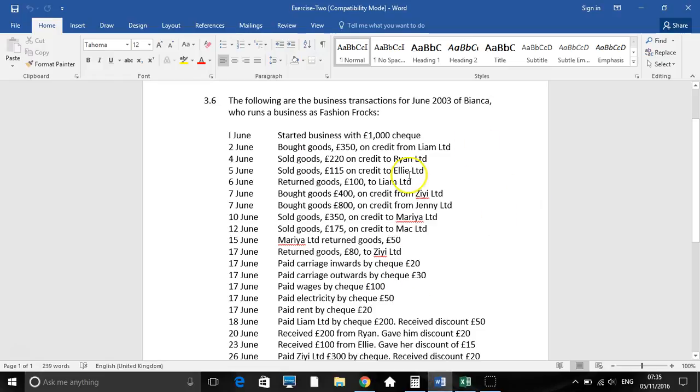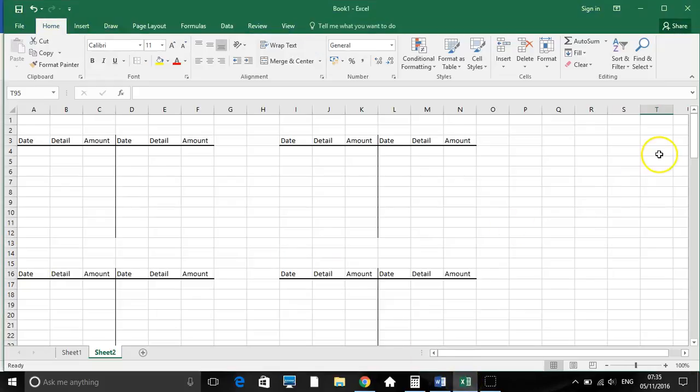So this was the exercise we worked with for a business owned by Bianca, who runs a business called Fashion Frocks. And we started off with this idea that she started the business with £1,000. Now we said that because this is an unusual item, it's the first time it's occurring, we put this information in what's referred to as the general journal, because we record information that's unusual, one-off items in the general journal. So let's do that. That's the first subsidiary book we're going to go to.